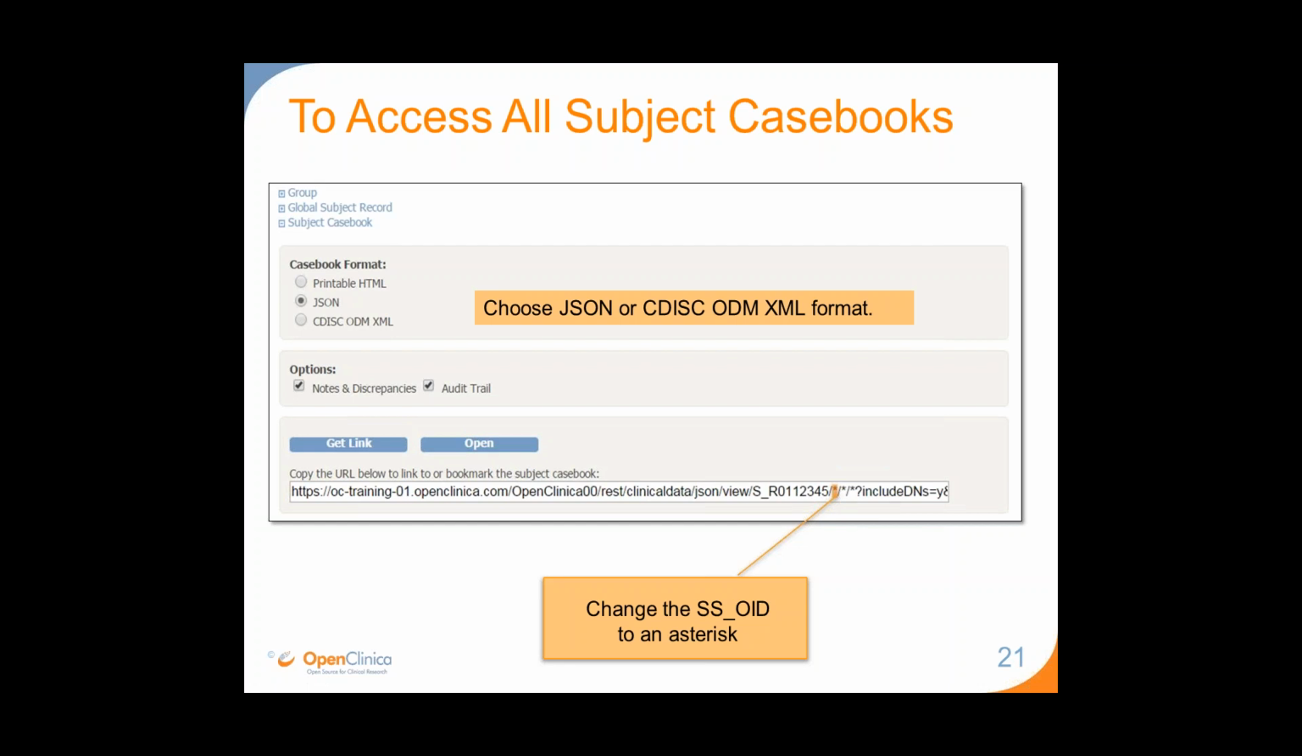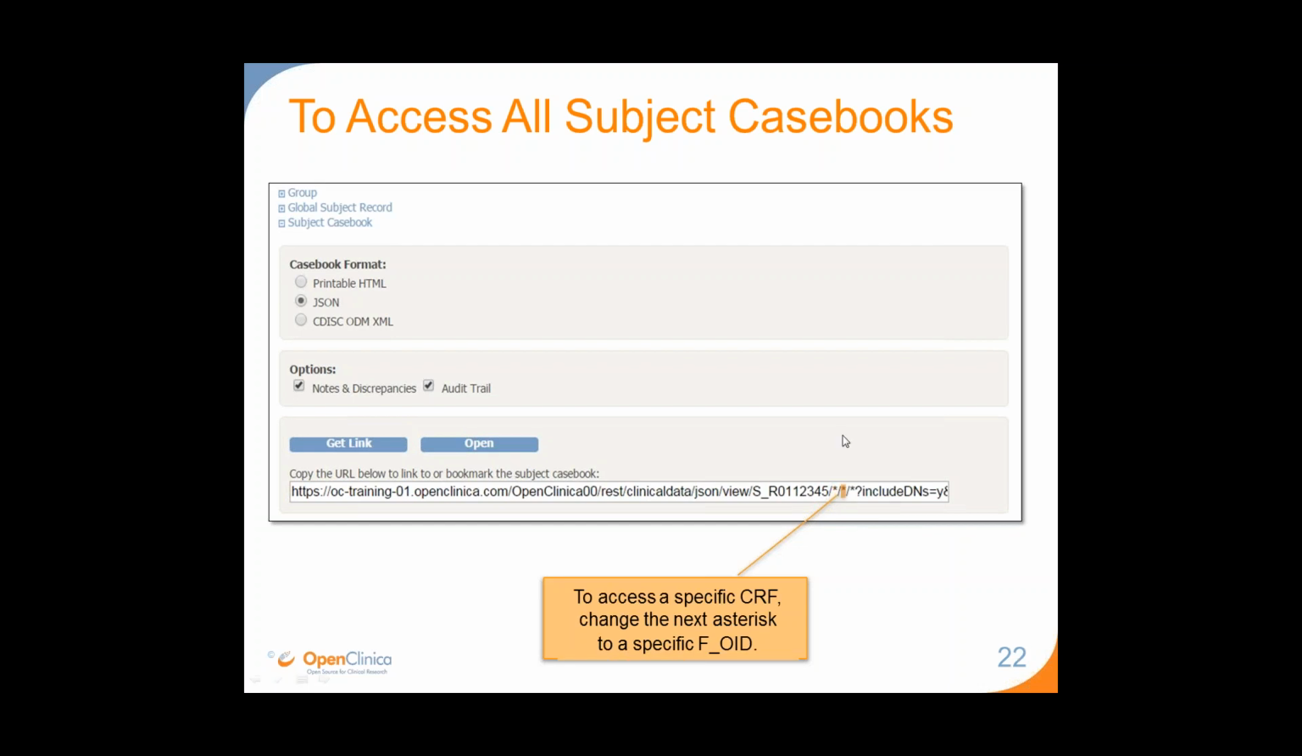You also have the option of changing the next asterisk to a specific form object ID. If you wanted to get, for example, all subject data for the adverse events form, you could look up the object ID for the adverse events form and change this second asterisk to that object ID, and the result would be all subject data for adverse events.